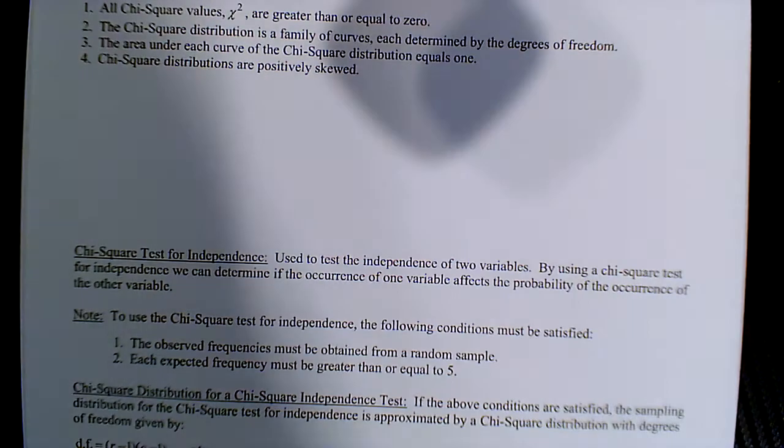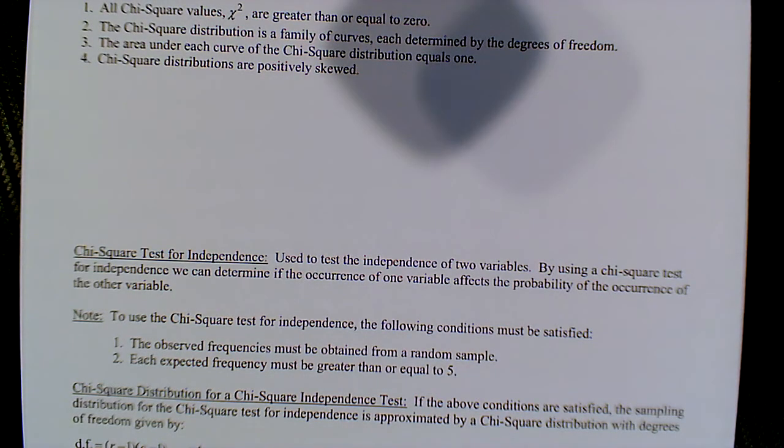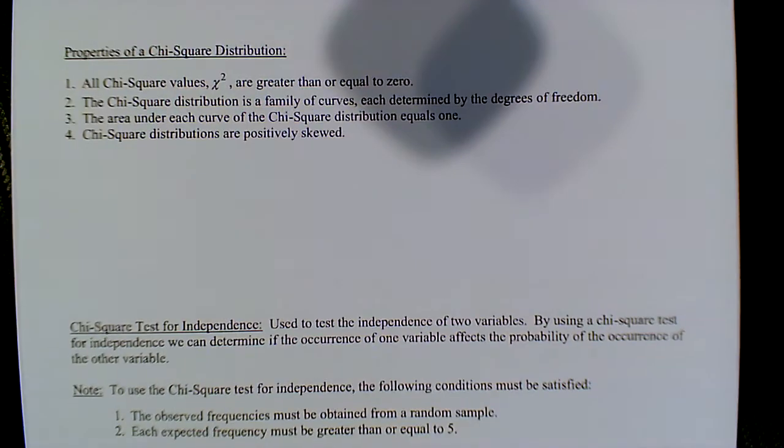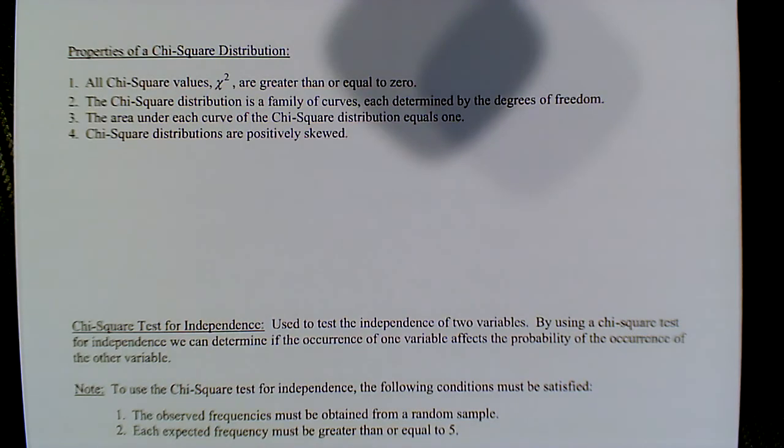Okay, the next thing is the chi-square distribution itself. The chi-square distribution, all the values are greater than or equal to 0, so there's no negatives.